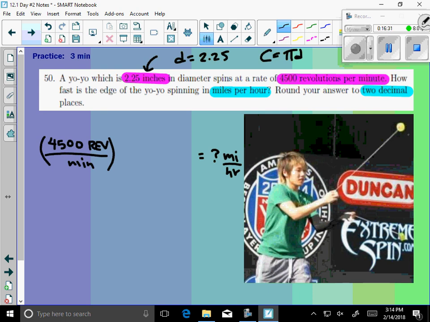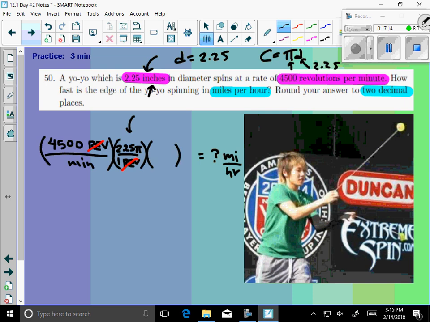But we do need to know how far one revolution is. Well, one revolution would be the circumference per revolution, right? So you could probably already see it. This is going to cancel with that, and then we're going to get distance over minutes, which we want to be distance over hours. So we got to figure out what the circumference is, which is pretty simple in this case. It'll be 2.25 times pi, right? Pi d, pi times diameter. Diameter was 2.25. So that would be the distance traveled per revolution. So right now we would have inches per minute. We want miles per hour.